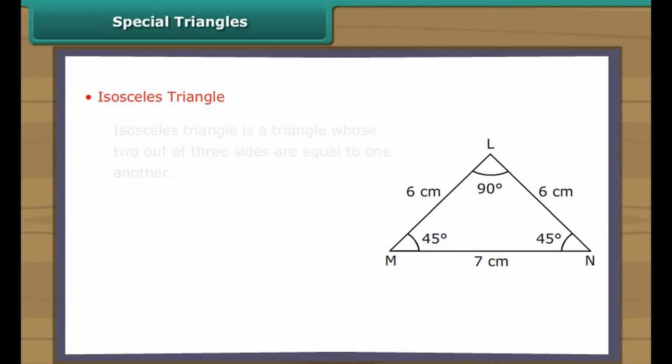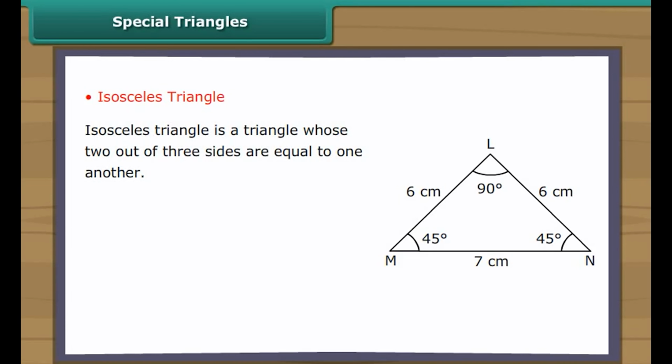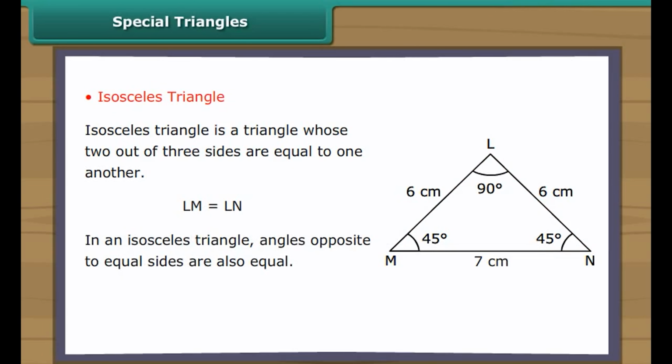Isosceles Triangle. Isosceles triangle is a triangle whose 2 out of 3 sides are equal to one another. In triangle LMN, LM is equal to LN. In an isosceles triangle, angles opposite to equal sides are also equal. In triangle LMN, angle LMN is equal to angle LNM.